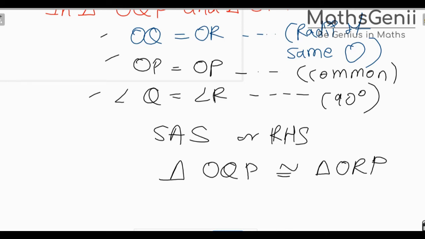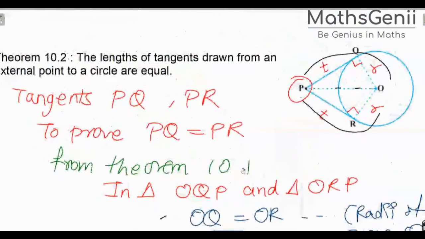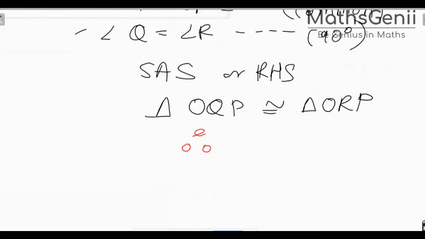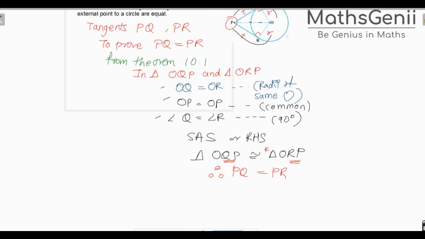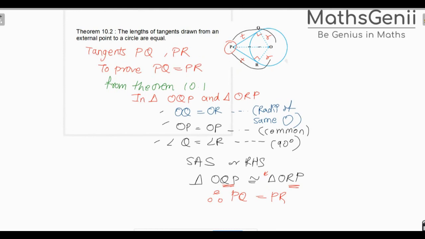Since these triangles are congruent, all the corresponding sides are equal. So therefore I can claim what I wanted to show: PQ is equal to PR. I can show that easily because these two triangles are congruent. Okay. This is shown in great detail in your textbook already, along with a lot of theory. That is why I've not written a lot of theory on the board.